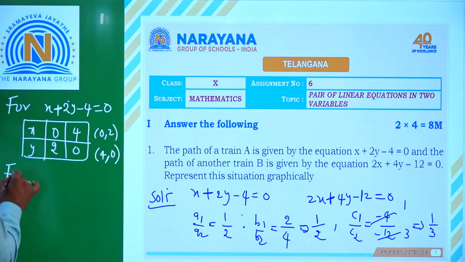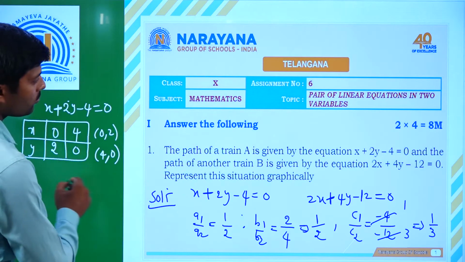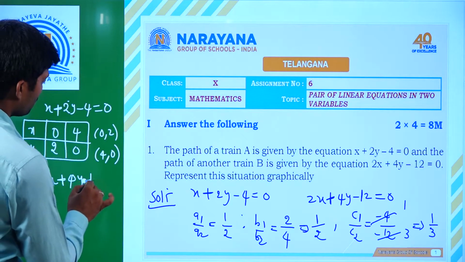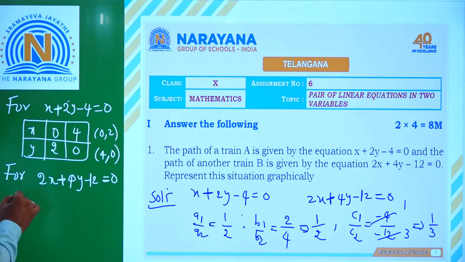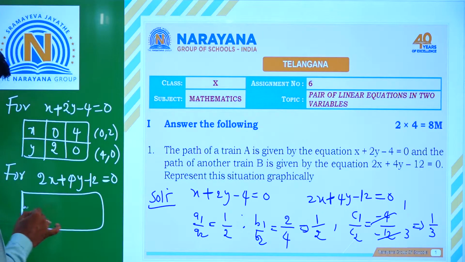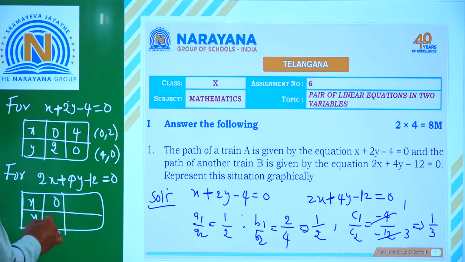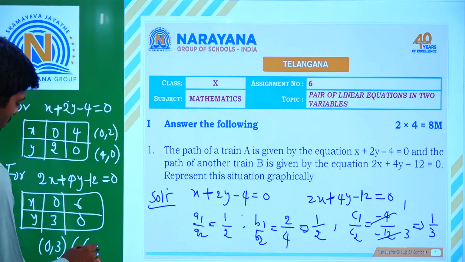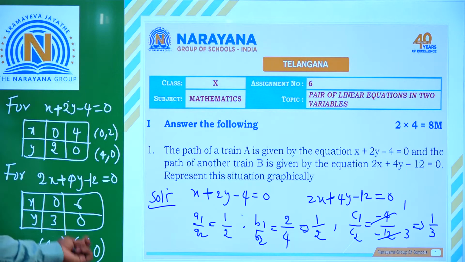Next, for the second equation, 2x plus 4y minus 12 is equal to 0, again we have to draw the table to find the coordinate points x as well as y. At x is equal to 0, what is the value of y? That is exactly 3. At y is equal to 0, what is the value of x? That is 6. So, the required coordinate points are 0 comma 3 and 6 comma 0.